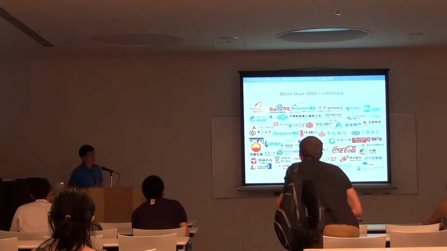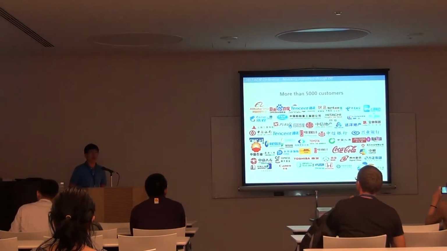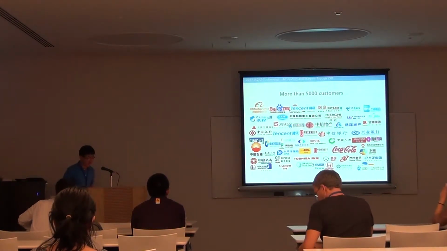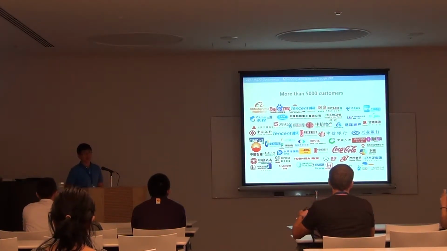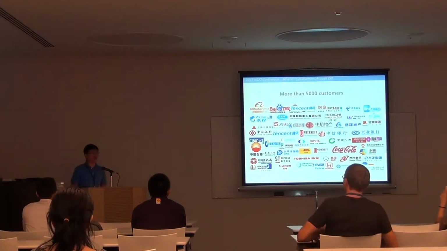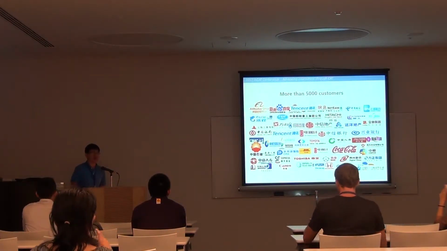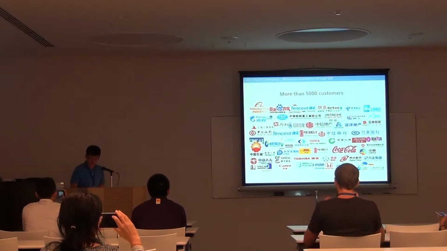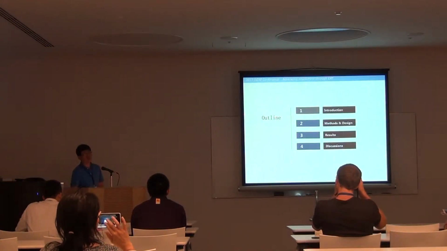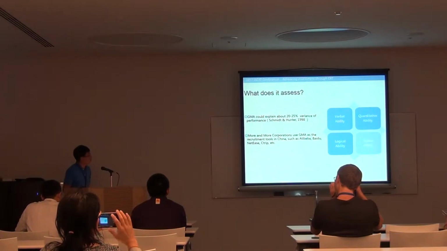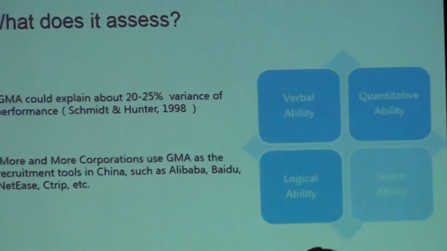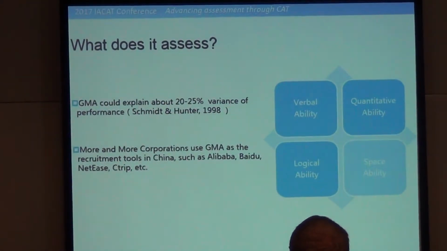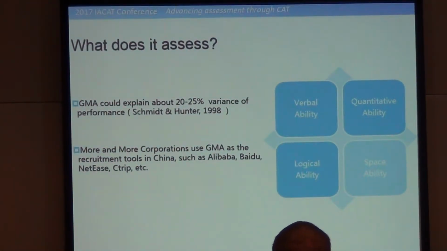Currently, we serve more than 5,000 companies in China, including Alibaba, Baidu, and Tencent. But today, I'm here to introduce one assessment cloud product, a web-based CH. So, this web-based CH assesses cognitive abilities.